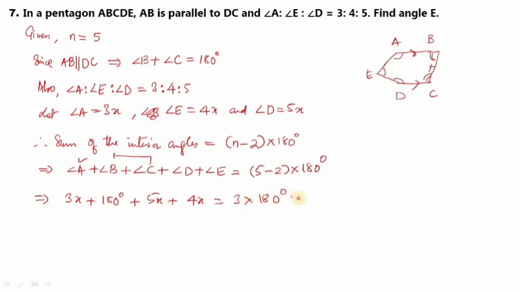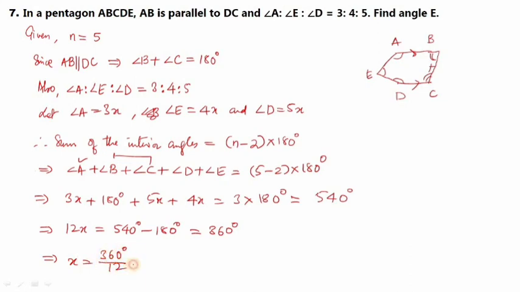Which is how much? 3 8s are 24, 3 1s are 3, so you get 540 degree. So here 3x plus 5x plus 4x, so that is 12x. So 12x will be equal to 540 degree minus 180 degree. When you subtract, you get 360 degree. So from here x will be 360 degree by 12. So it's going to be 30 degree.